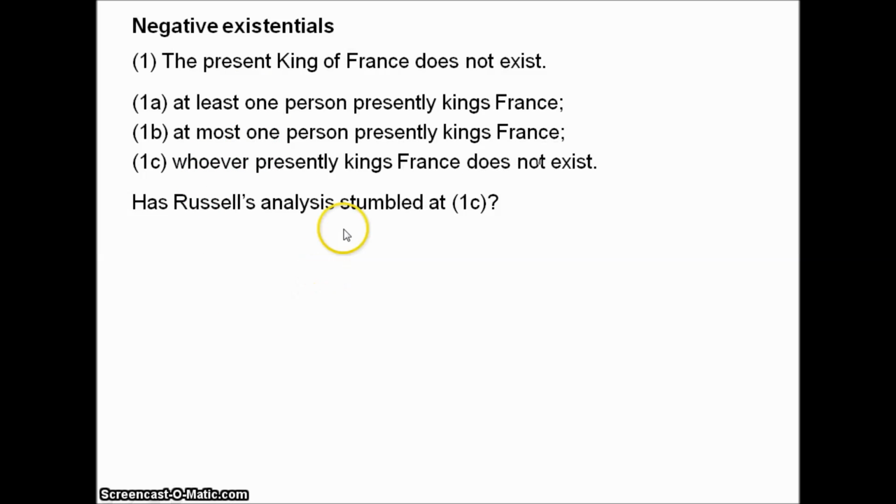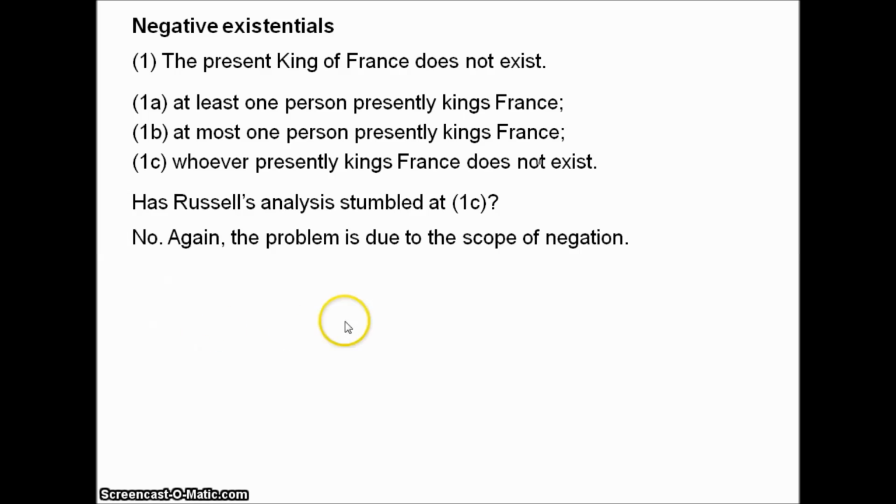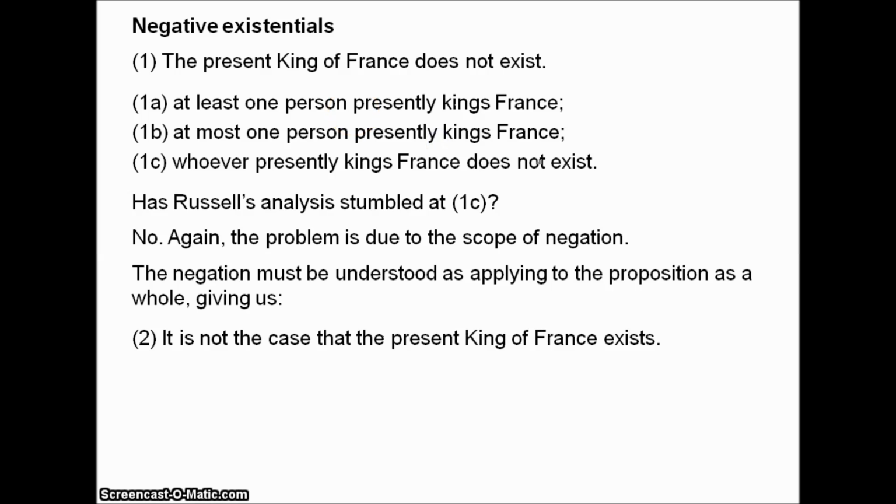No. Again, the problem is due to misreading the scope of the negation. The problem is that we're assuming that the negation modifies the verb exist, so "does not exist". Now, in fact, it should be taken as not modifying a verb, but as applying to the statement as a whole, which gives us, it is not the case that the present king of France exists. Now, we shouldn't think that this is some formal trick, since obviously this is exactly what would be meant by somebody who says the present king of France does not exist. In other words, when you say the present king of France does not exist, at least under normal circumstances, you would mean just that it's not the case that the present king of France exists.